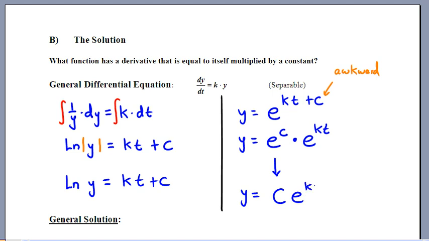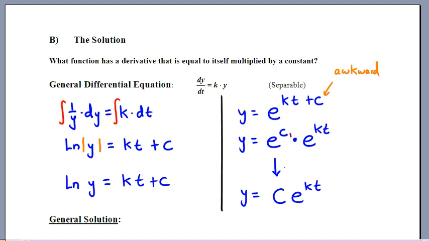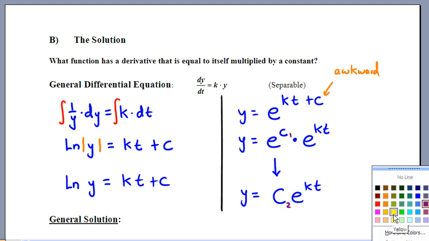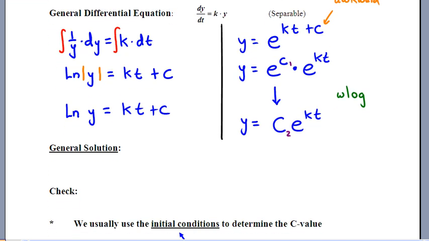Now, if it bothers you that I'm saying e to the c is just equal to c, if you really want to, you could put some subscripts in here, and you could say, well, there was a constant here, we'll call it constant 1, and this is a different constant here, constant 2. But most math people don't even care about that, right? They're saying, well, the c is there just to keep it general, and they would actually use that little phrase without loss of generality, saying, yeah, no big deal. Let's go with a c out front. It's actually really, really nice.